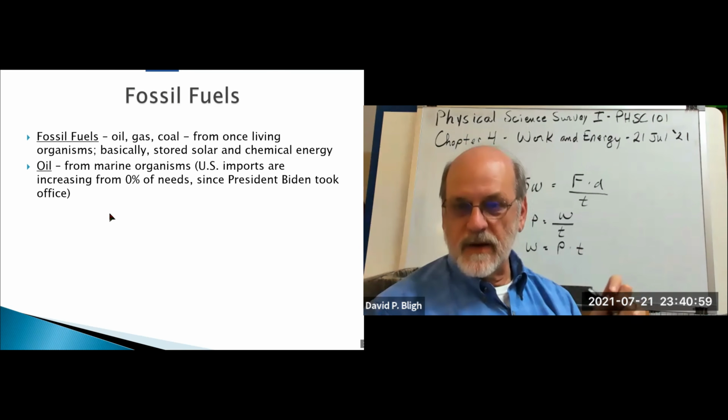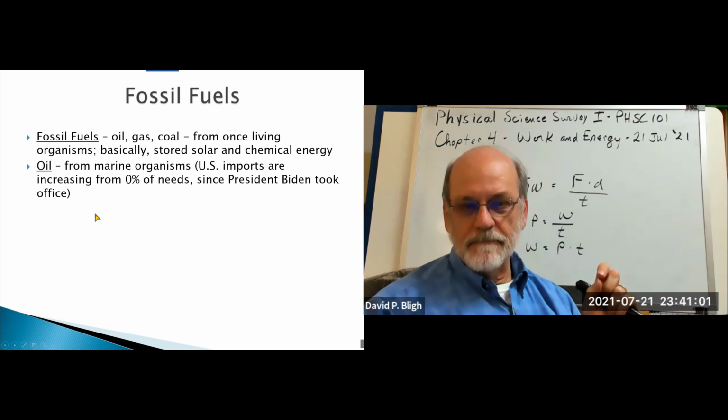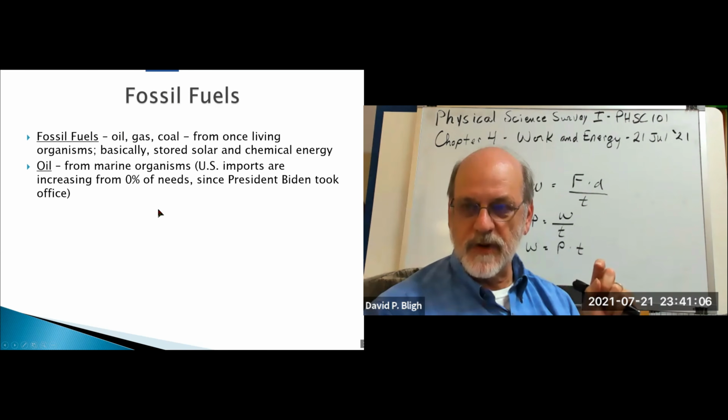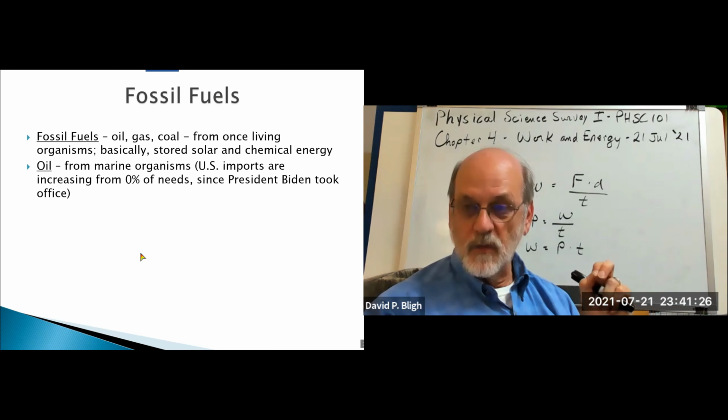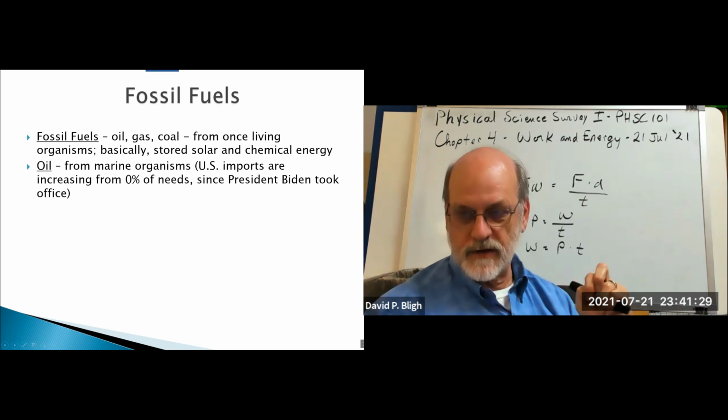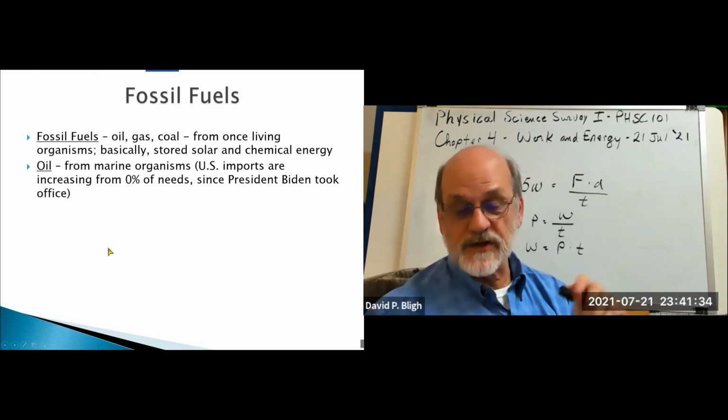And they were eventually buried. We had managed, prior to the presidential elections in 2020, to reduce our imports of oil to zero because we were producing that energy ourselves domestically. Since President Biden took office, we are now a net importer of that energy due to his policies, which is another discussion.